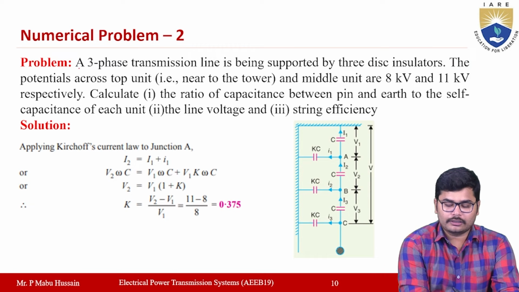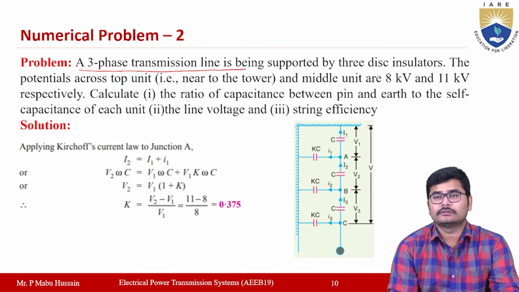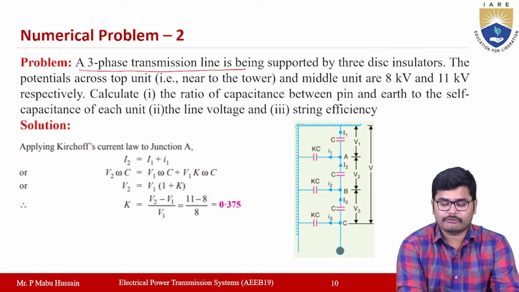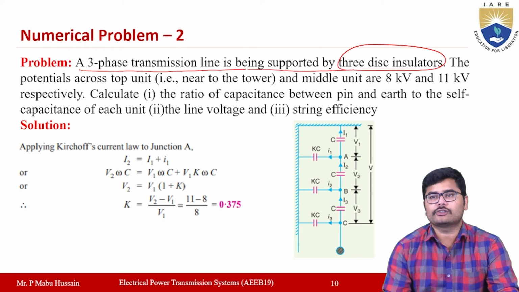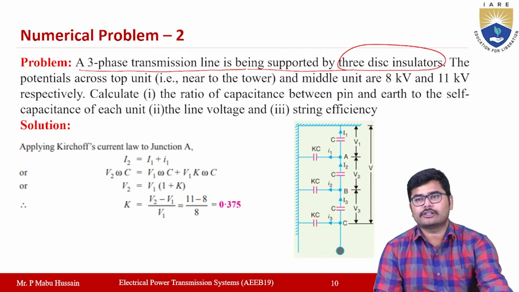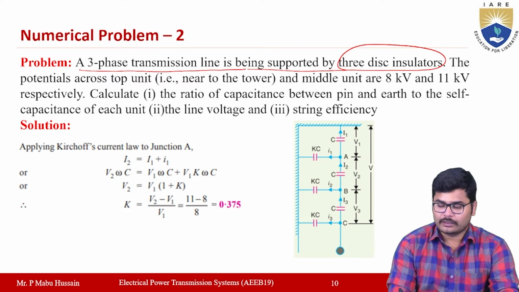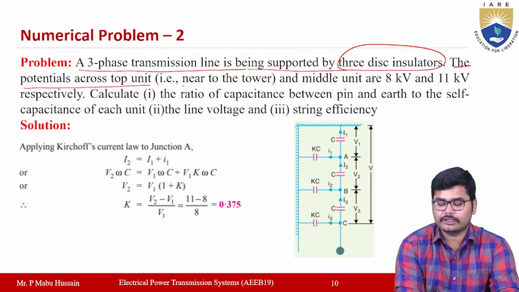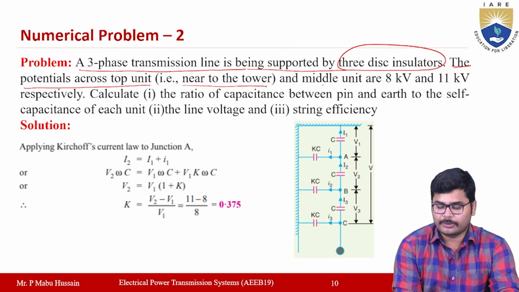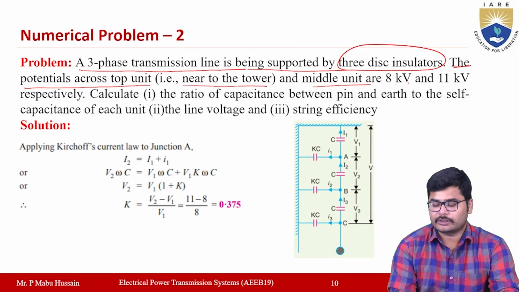In a three-phase transmission line, the problem is a three-phase transmission line is being supported by 3 disc insulators. Again here also the total number of discs in an insulator string is 3 only. The potential across the top unit which is nearer to the tower and the middle unit are given here, 8 kilovolts and 11 kilovolts. Now here you are having the 3 insulators. So 3 insulator discs are there.